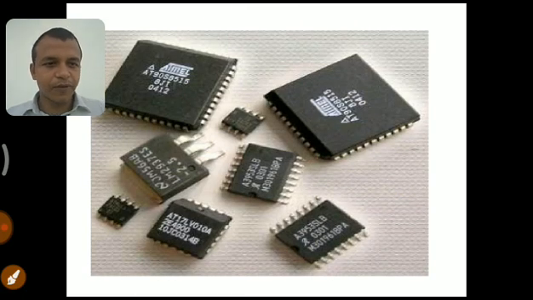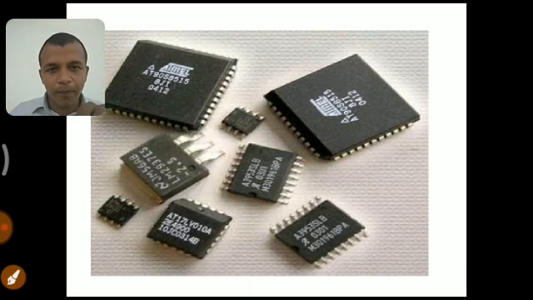This photograph shows different types of integrated circuits. The size of the integrated circuit varies from 1 mm × 1 mm, that is, the area of the chip may be 1 mm², to 1 cm × 1 cm, which means the area is 1 cm². Based on this area and the density of components in that chip, it is categorized into different types as small scale integration, medium scale integration, and large scale integration. The technique by which these chips are fabricated is called linear integrated circuit.